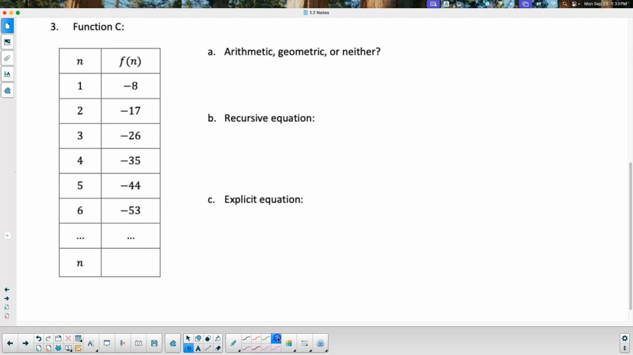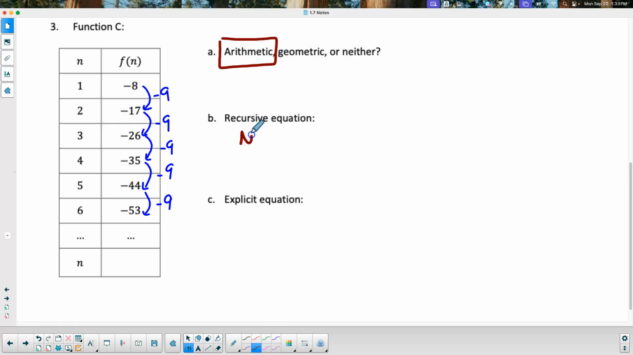First check. Minus 9. Agree with me on that? Minus 9. Minus 9. Minus 9. Yeah. Is that arithmetic or geometric? It's arithmetic because we're always subtracting 9 each time.